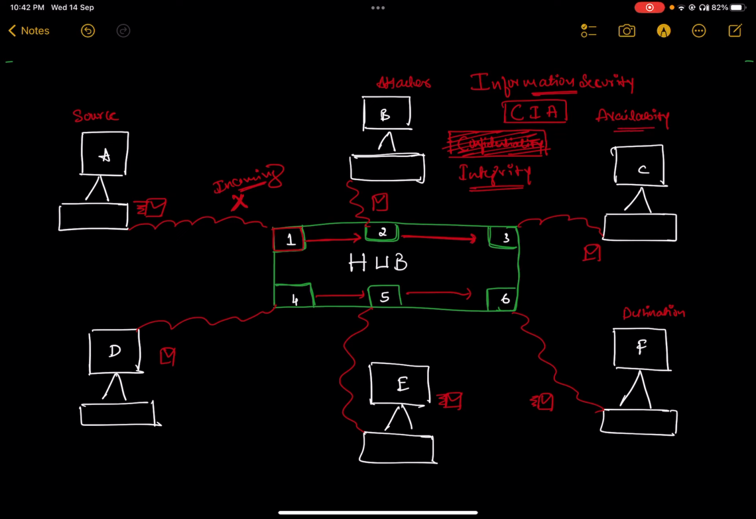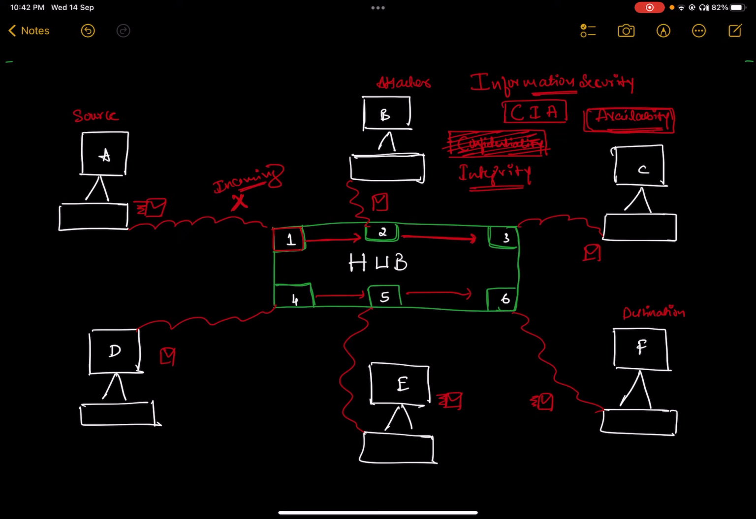Now let's talk about availability. If the same attacker sends a huge amount of traffic or a huge amount of frames to a hub, and then the hub stops working, right? To put it in layman's terms, the hub stops working because it cannot process a huge amount of data at a certain point of time, right? So in that case, the availability feature is also impacted, right? So it all depends upon how an attacker works, or how skillful he is. But nevertheless, let's stick to our point.